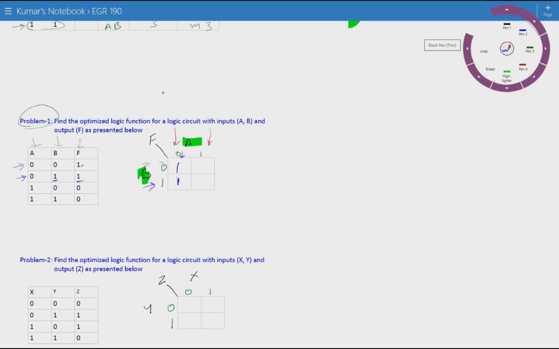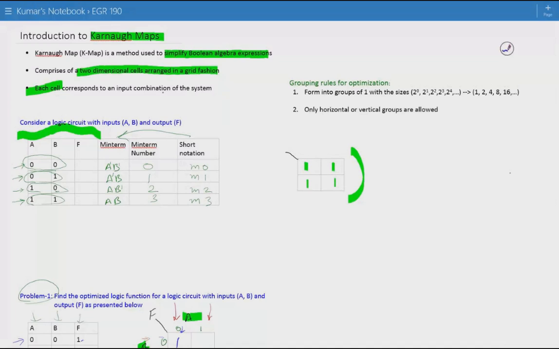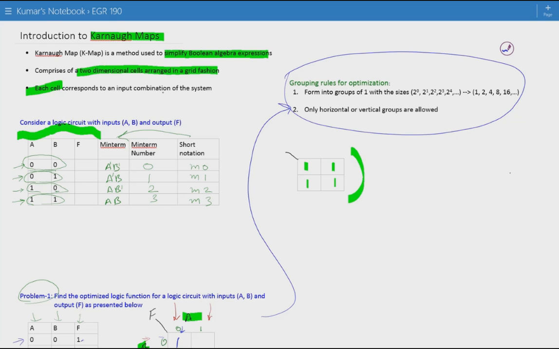So now what? There are a couple of conditions we have to see here. I want to point out grouping conditions here. The point we have to remember here is optimization. To optimize, you have to group them into groups of ones of sizes 2 to the power 0, 2 to the power 1, 2 to the power 2, and so on and so forth. In other words, you could have groups of sizes only these sizes here: 1, 2, 4, 8, 16, 32, and so on. That is the first rule here.